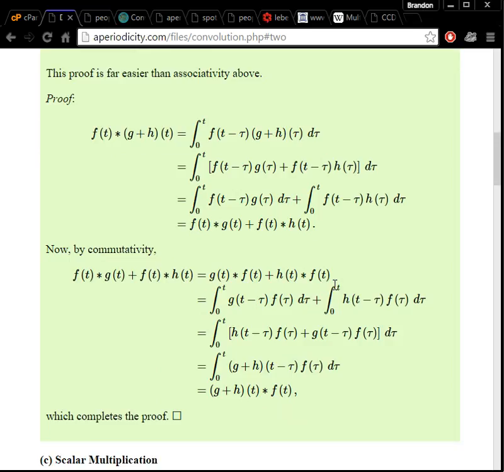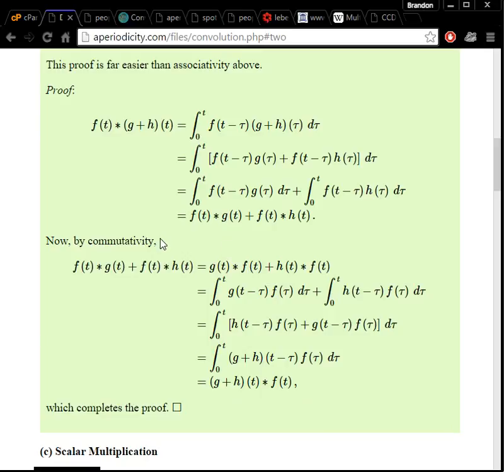And then for distributivity, this proof is pretty simple. So f convolved with the sum of two functions is equal to the integral from 0 to t of f of t minus tau times the sum of the two functions of tau, d tau. So tau is our dummy variable. I remember a few of you wanted an explanation for that earlier in the semester.